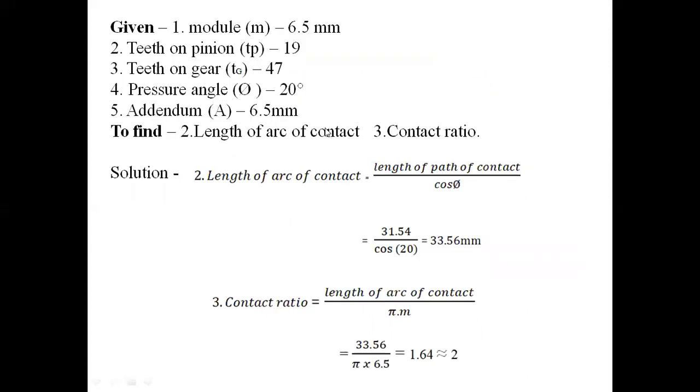Now come to our numerical, the given data as I read in the previous slide. The module is given as 6.5 mm. Number of teeth on pinion is 19. Number of teeth on gear is 47. Pressure angle is 20 degrees. Addendum is given as 6.5 mm. Now the second point that we have to find out is the length of arc of contact. As we derived the formula, the length of arc of contact is equal to the length of path of contact divided by cos phi.